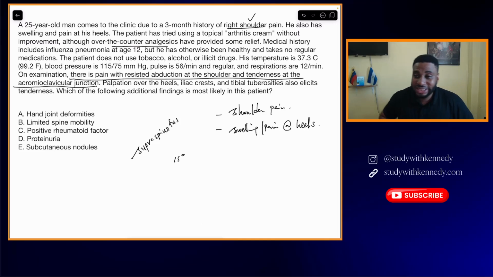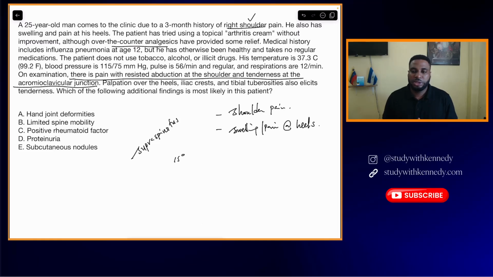iliac crests and tibial tuberosities also elicits tenderness. Palpation over the heels, the iliac crests, and tibial tuberosities also elicit tenderness. Which of the following is the most likely diagnosis in this? Okay, which of the following additional findings rather is most likely in this patient?